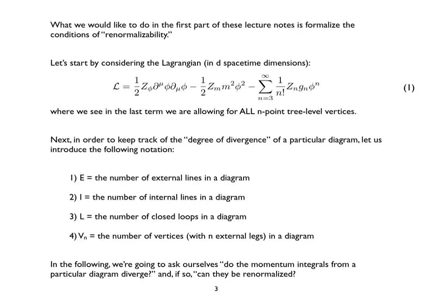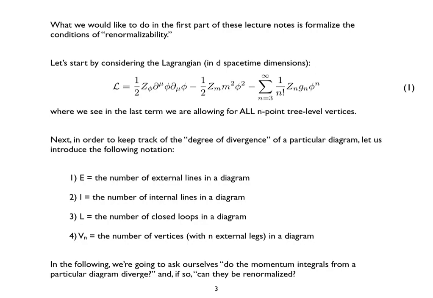Okay, so what I want to do in this first part is formalize the conditions of renormalizability. We're going to derive a way that, superficially, it's not an exact science, but it'll give us an idea of when we look at a theory, we can tell if it's renormalizable or not. Okay.